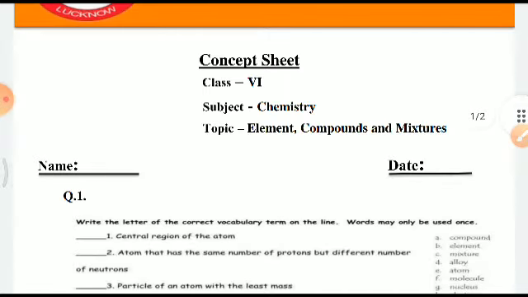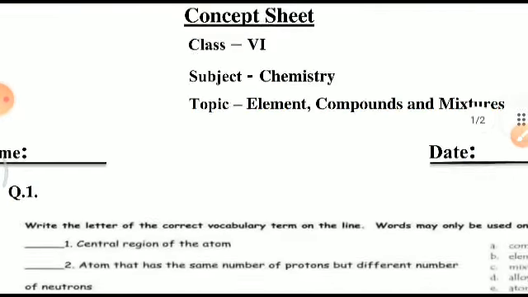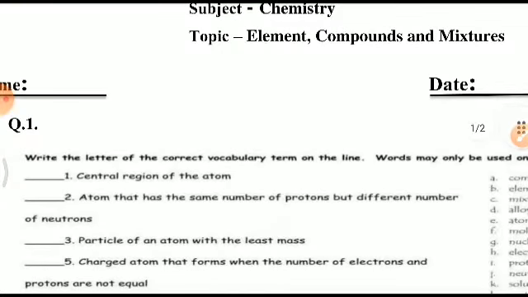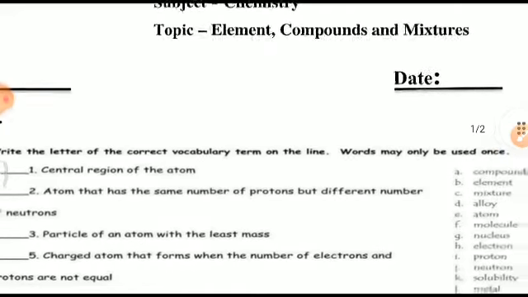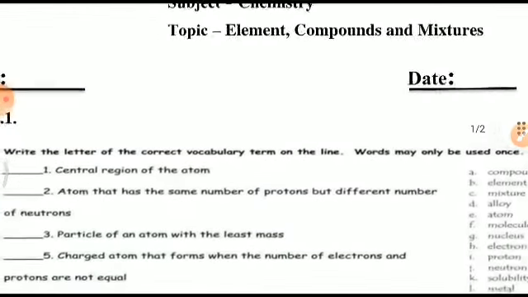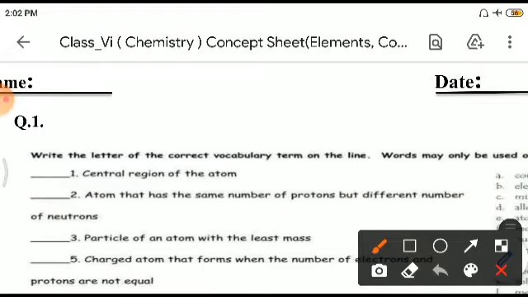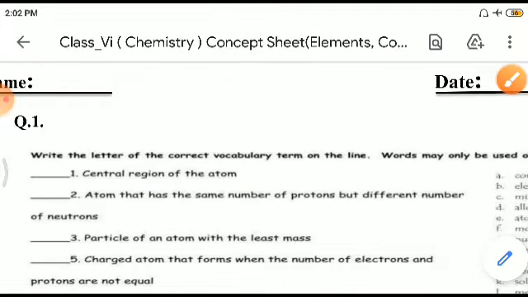So let us do this interesting exercise. Now see the first one. Write the letters of the correct vocabulary words on the line. Words may be used. Now first is central region of the atom. What is at the center of the atom? You can see these choices are there. Right? We all know at the center of the atom there is a nucleus. So the first one has to be G. So G is the nucleus.